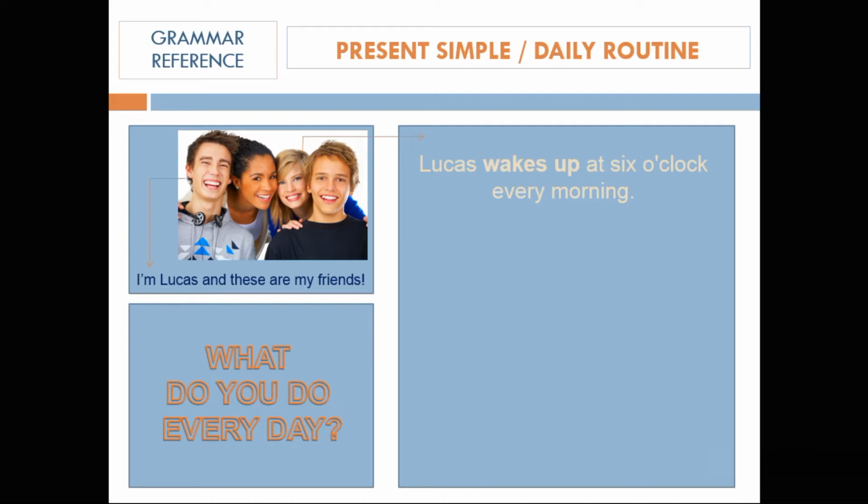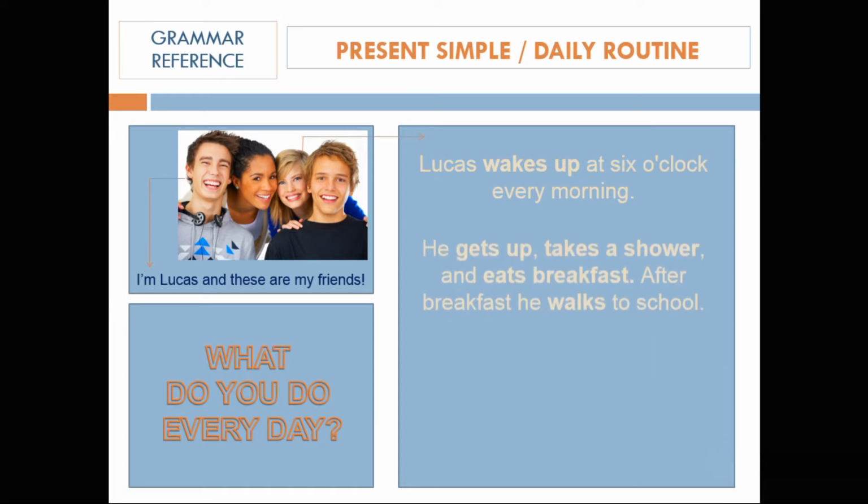When I'm talking about the third person, he, Lucas, I change the verbs, remember? We had already studied about present simple tense. I say I wake up at 6 o'clock every morning. But when I'm talking about Lucas, I say Lucas wakes up at 6 o'clock every morning, right? I say I get up, I take a shower, I have my breakfast, I eat breakfast. After breakfast, I walk to school, right? I play soccer with my friends after school and I go home.